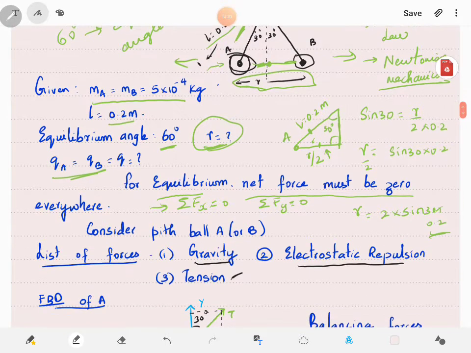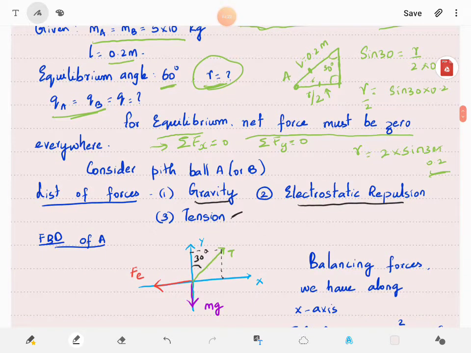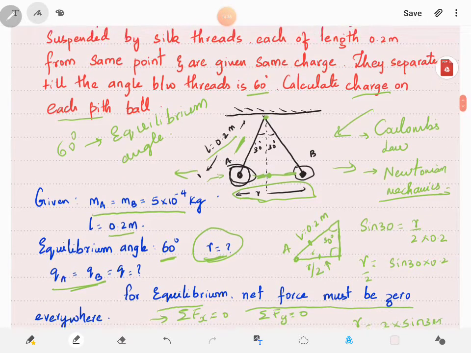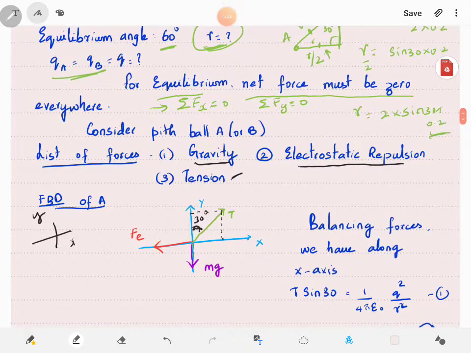Now let us make a free body diagram of A. I've made a free body diagram already here by choosing the XY axes as my coordinate system. As you can see, tension is in the first quadrant, and this angle turns out to be 30 degrees. Why is it 30 degrees? Because this angle here is 30 degrees. If you drop a perpendicular here, this is also going to be 30 degrees because those are alternate angles. Now there is tension acting in the first quadrant, and electrostatic repulsion for pith ball A is along the negative x-axis, and weight is acting along the negative y-axis.